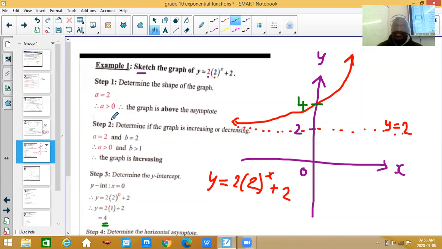It depends which one is negative. If this 2 here was negative, it means our graph was going to be below. If we had our line of asymptote like this, our graph was going to come this way. It's not going to be the same. Are you getting it? If this 2 was negative, the graph was going to go below. But if this other 2 is negative, it now means it is a different scenario.